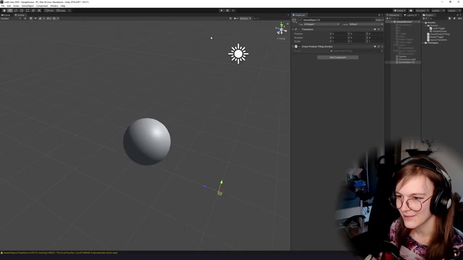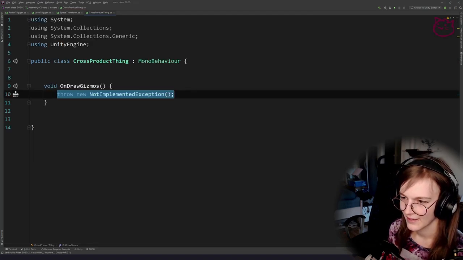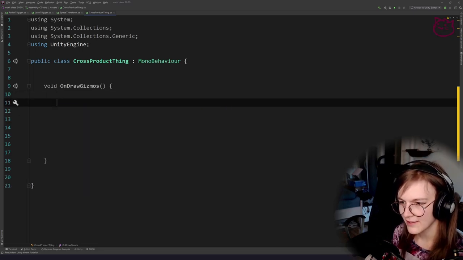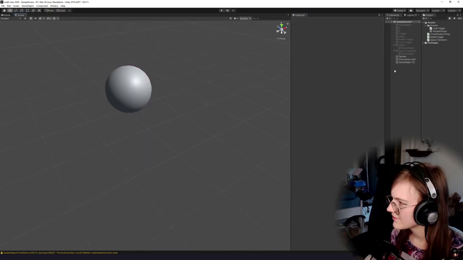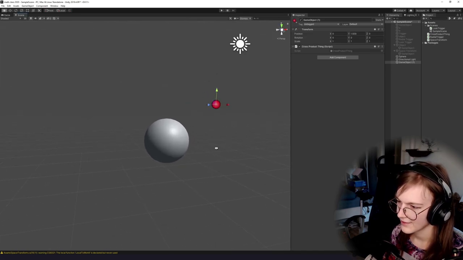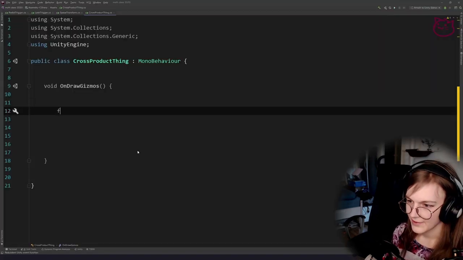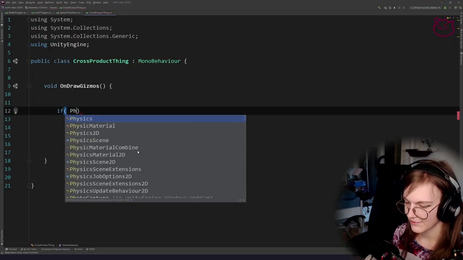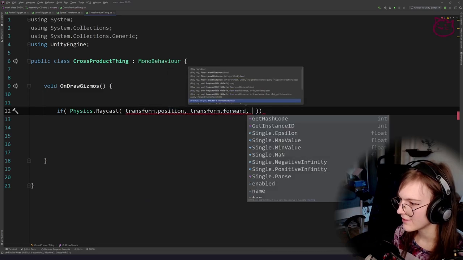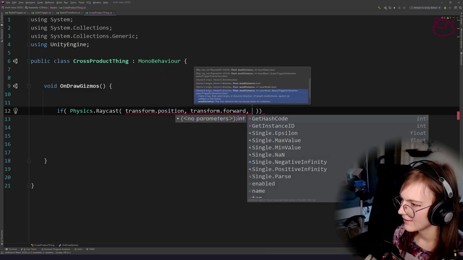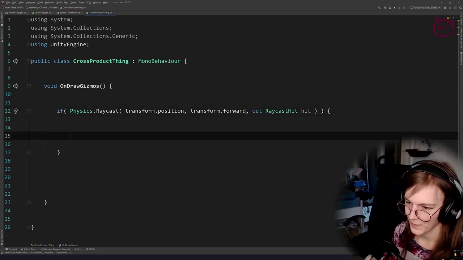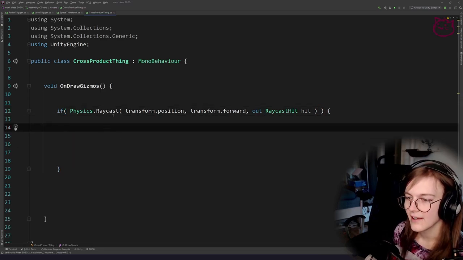Okay, cross-product thing, what are we going to do? Let's use OnDrawGizmos. I guess the easiest thing we can do is just use this to raycast into the scene. So let's see, we want to raycast. So if Physics.Raycast, let's use transform.position, transform.forward, and out hit. There we go. Okay, cool, so we're raycasting the scene, and for now we can just draw a line.